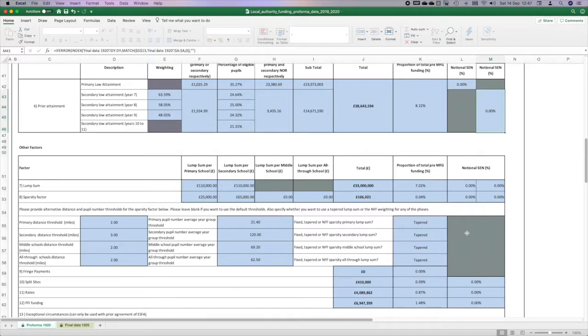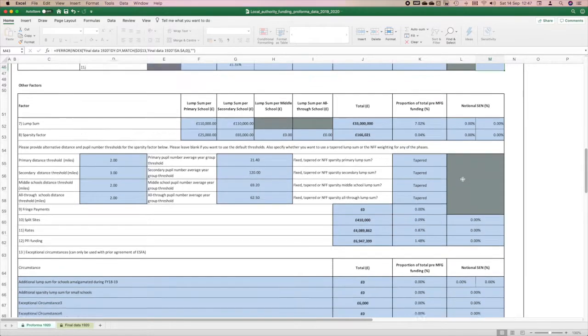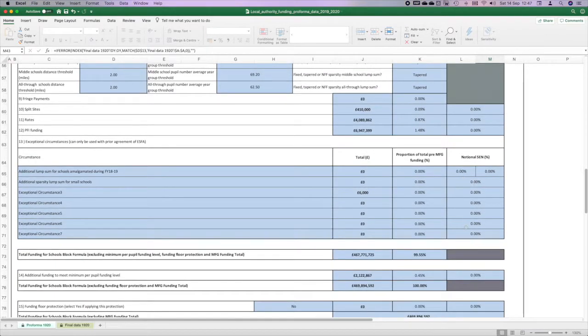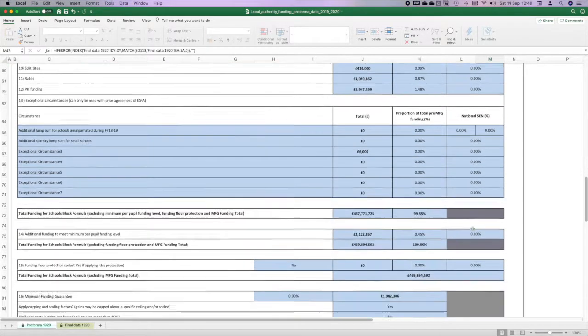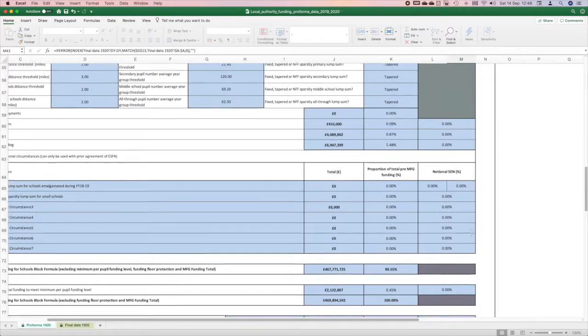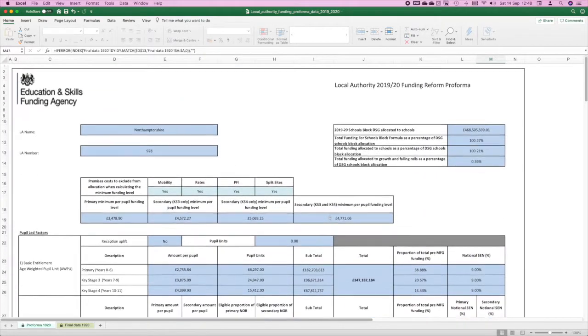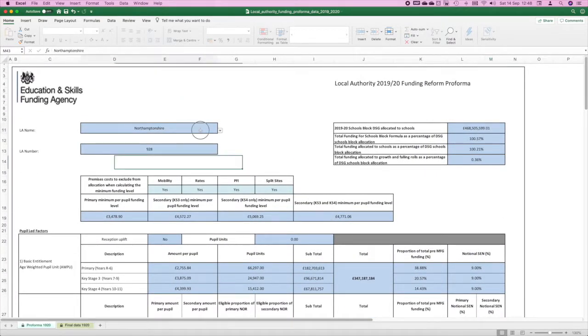Down at the bottom of the table here we also have some other factors that are sometimes used. So in the case of Northamptonshire, they don't actually consider any of these things in terms of notional budget, so there's nothing, no lump sum there, there's no sparsity factors, we're not using any exceptional circumstances or anything like that, and the bottom of that table is actually irrelevant because it's not used. So that's what happens to calculate a notional budget, and like I said, it is different for every local authority.